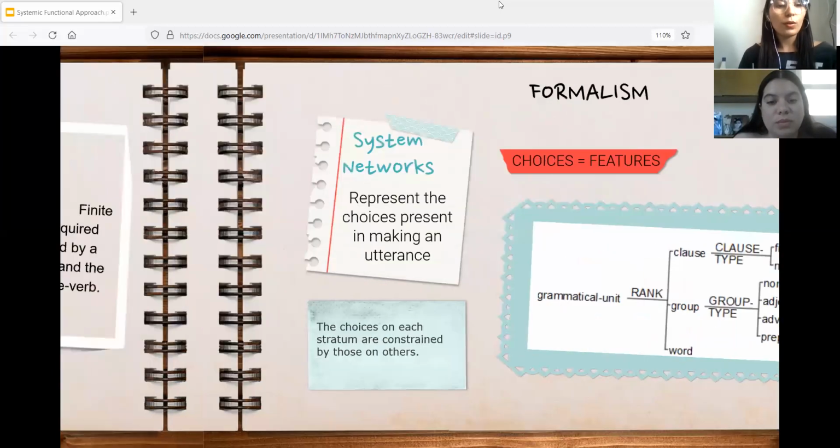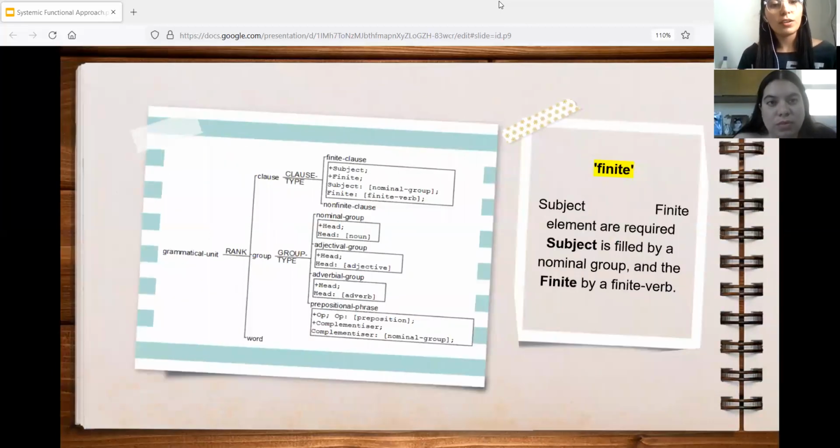A feature is also associated with the structural consequences of that choice. For instance, if we choose the feature finite, a subject and a finite element are required. A subject is filled by a nominal group and a finite by a finite verb. So further selections in the closed network will constrain the fillers of these roles and specify the presence, fillers, and ordering of these elements.